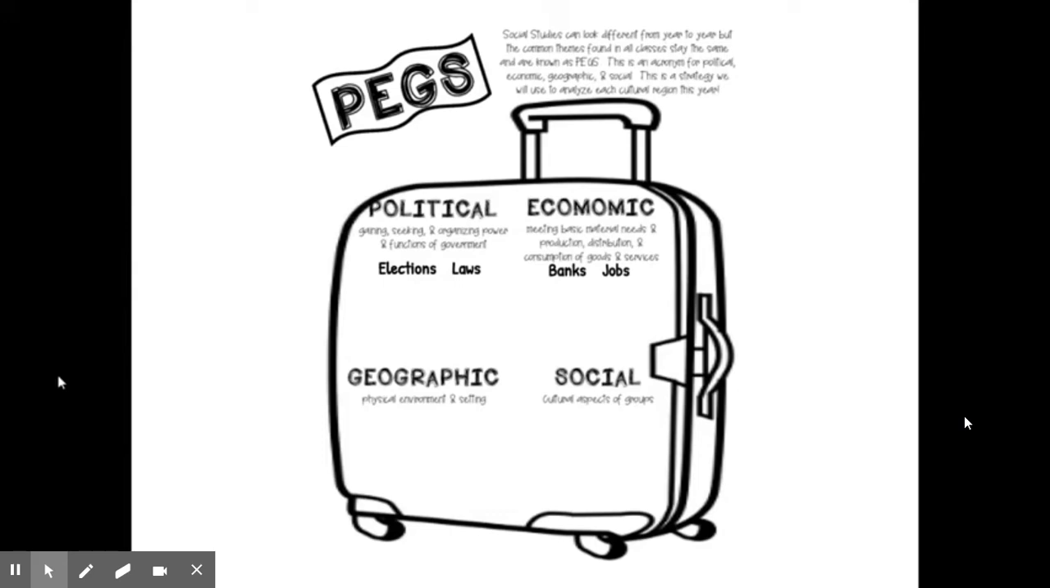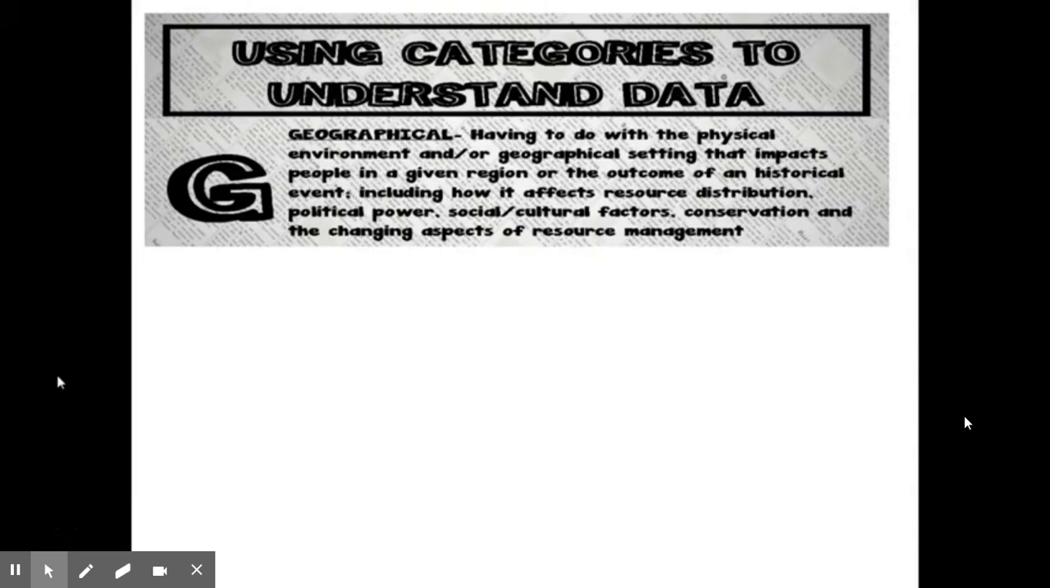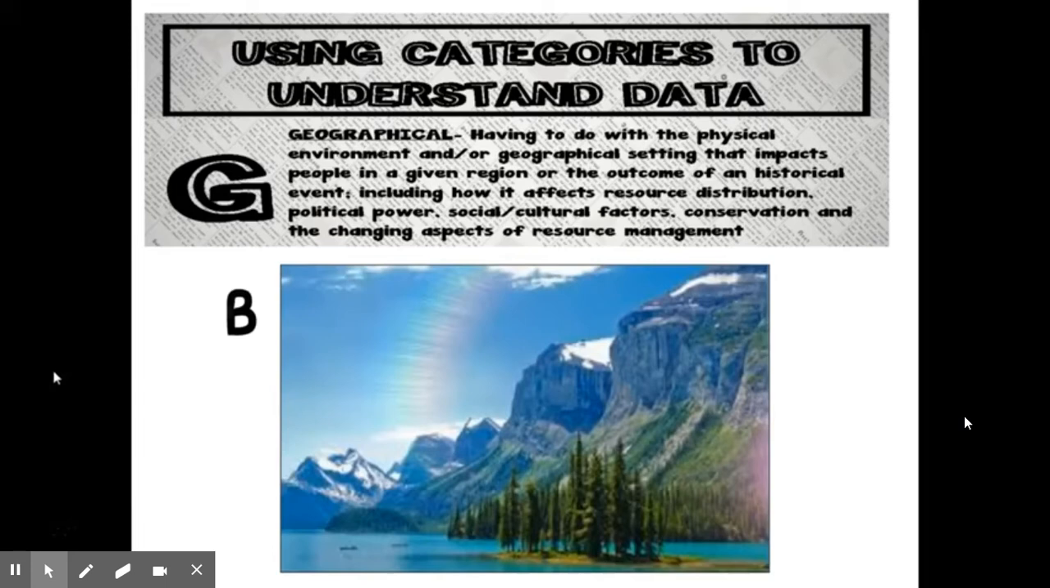Next is G, geographic. Geographical is having to do with the physical environment and geographical setting that impacts people in a given region or the outcome of an historical event, including how it affects resource distribution, political power, social and cultural factors, conservation, and the changing aspects of resource management. And you guessed it, the landforms of the mountains is the image for geographical.